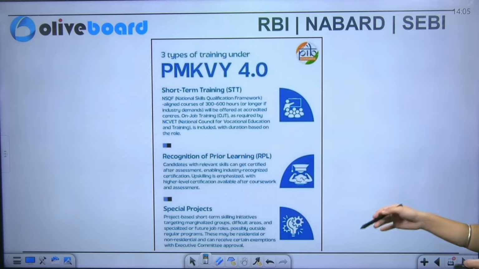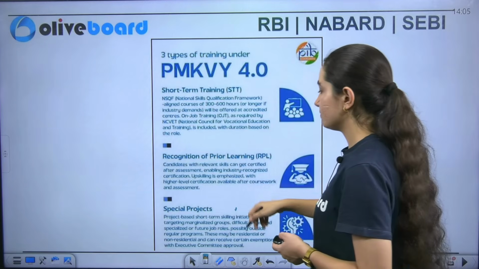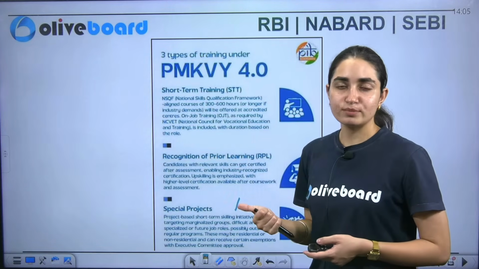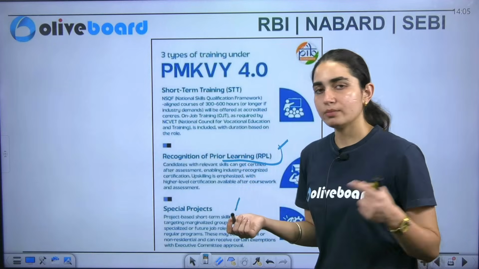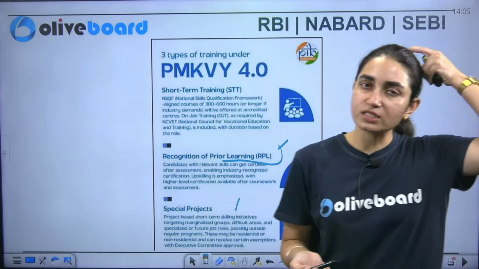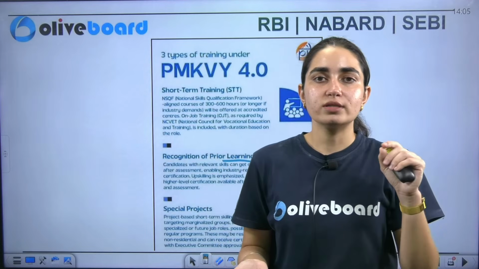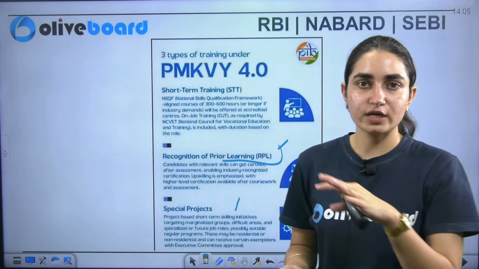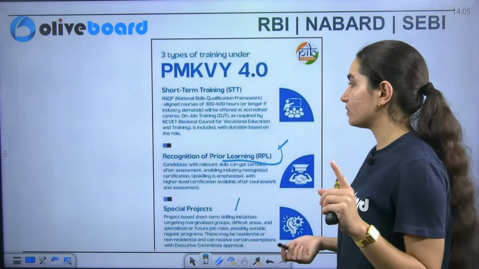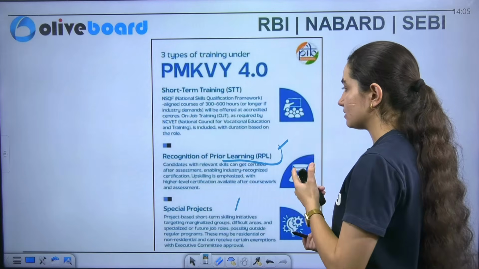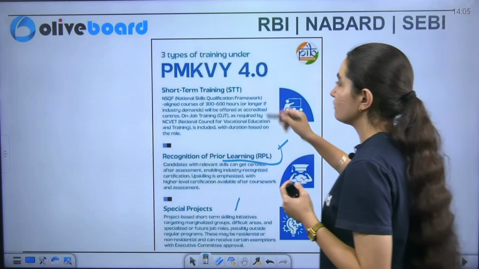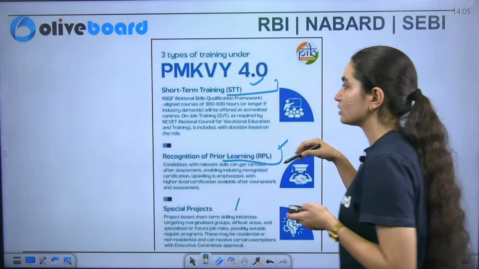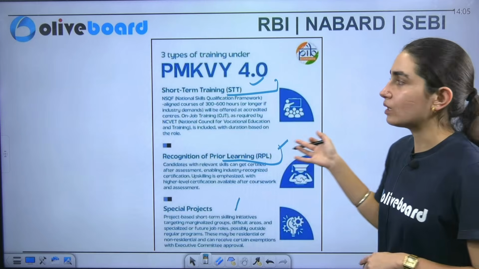Now it includes the various instruments which is under it. The training types, I've told about the special projects, so that will be allocated to them. Recognition of the prior learning, so it means अगर कोई भी candidate कहीं कुछ भी उसके पास specific या फिर significant skill है, so they need certification specifically of that previous skills which that particular individual had learnt. Then we have short term training also, which includes the courses of 300 से लेके 600 hours तक.